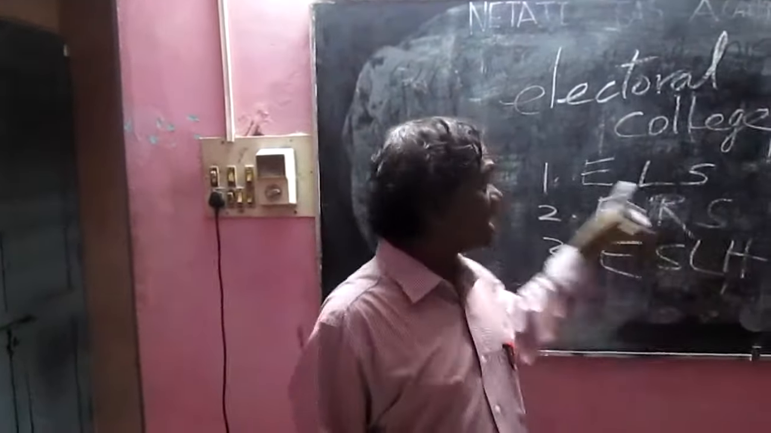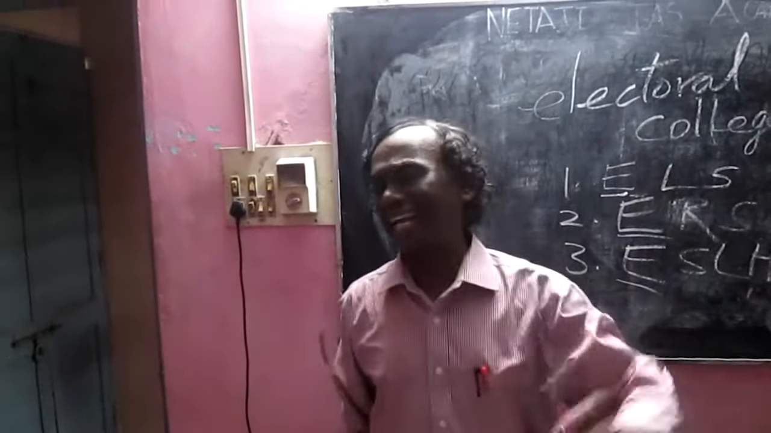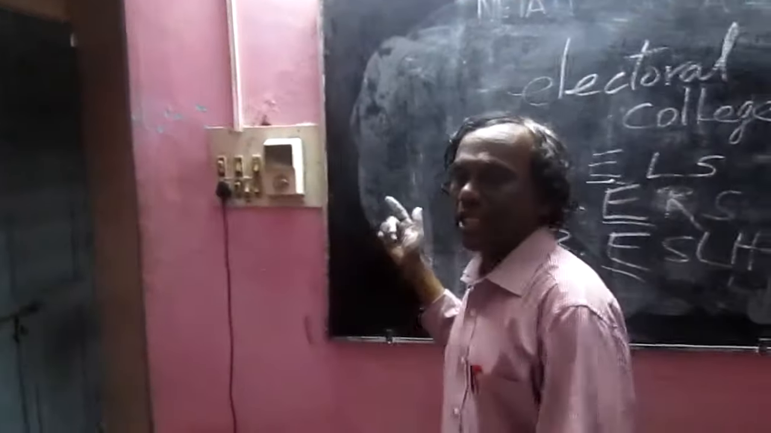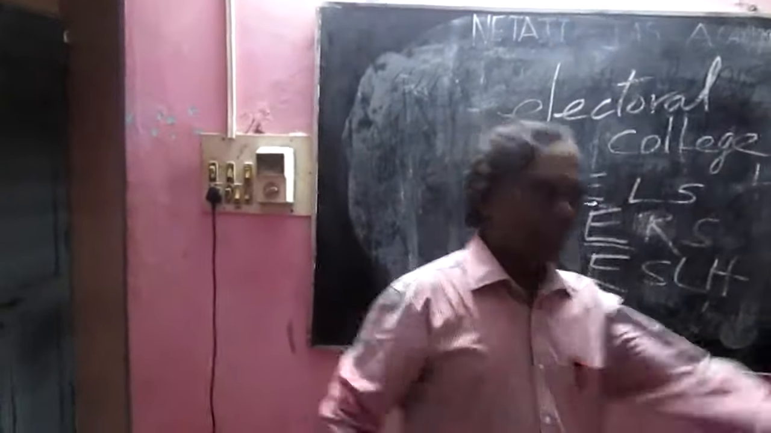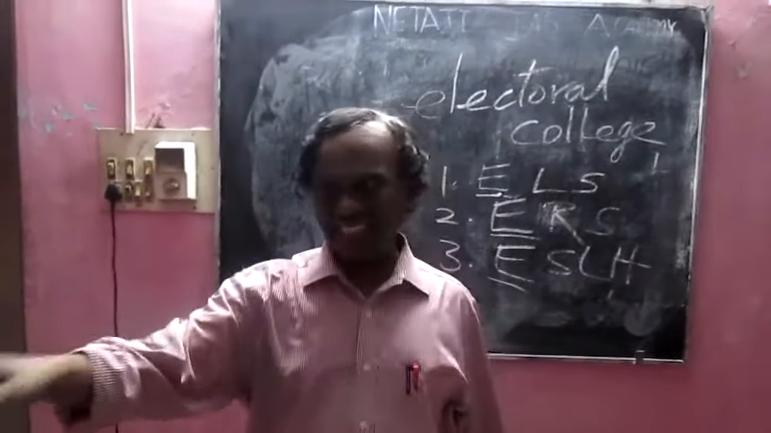Kindly see which word is repeated: elected. Please underline that. You write more. In the president's election, only elected members can vote. Appointed members cannot vote.